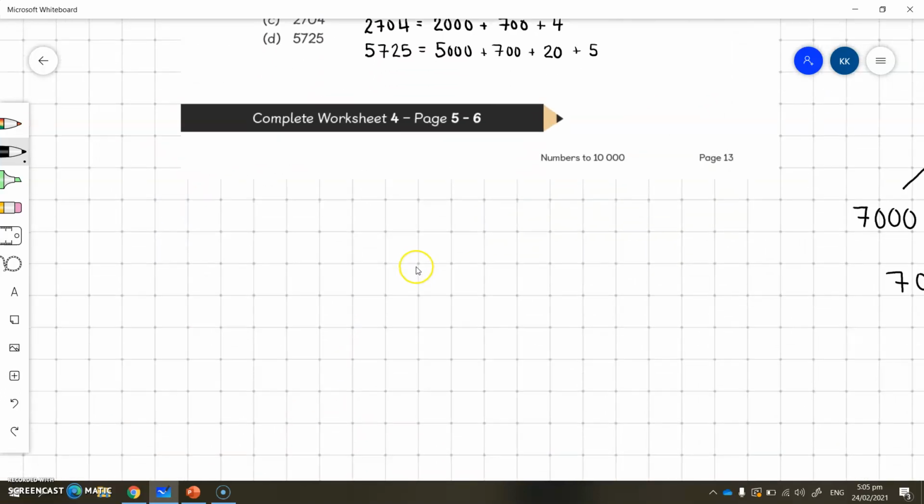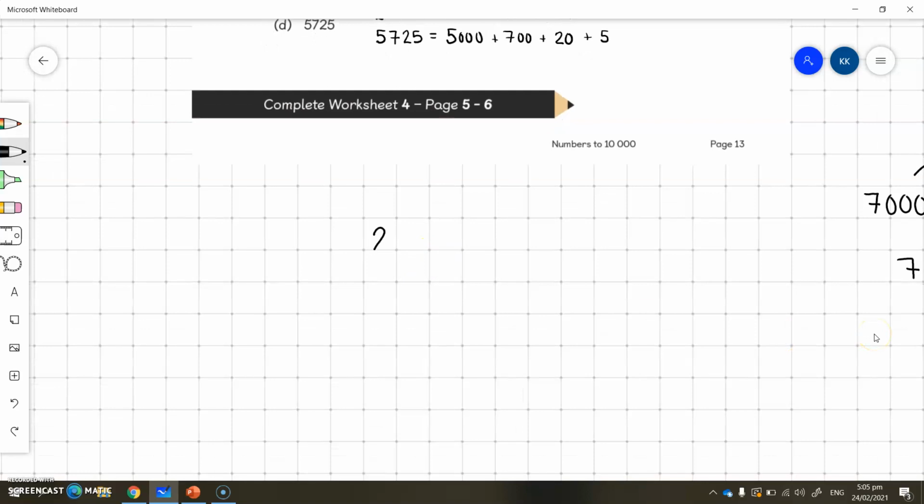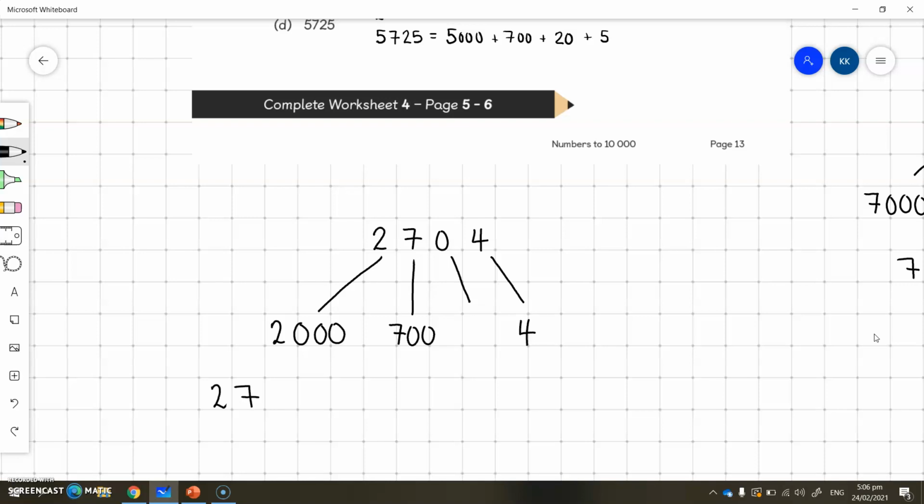The same would work for, let's say, 2,704. If I work with that number, 2,704, I can break this apart into its thousands. 2 represents 2,000. 7 stands for 7 hundreds. 0 simply means 0 tens. And 4 stands for 4 ones. Therefore, 2,704 is equal to 2,000 plus 700 plus 4.